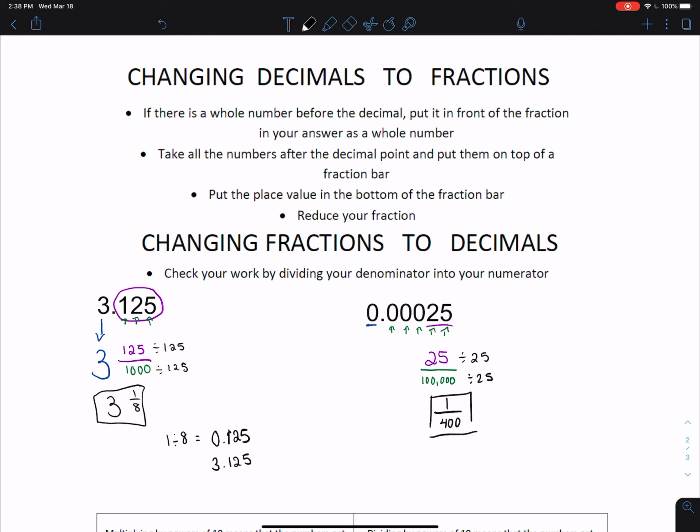Just like before, if I wanted to double check my answer, I would do 1 divided by 400, and I would find that that does give me that same decimal we started out with.